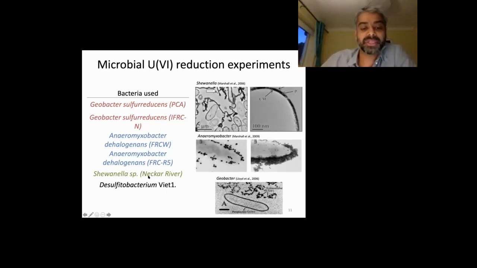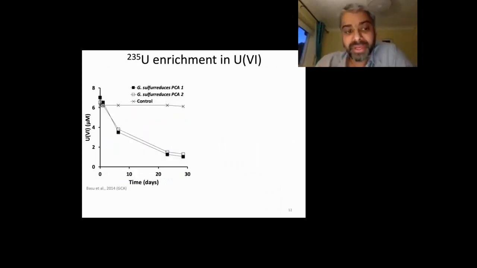And then I also did some experiments with this gram-positive bacteria. So they have a very different cell wall structure, what the enzymes are. This is Desulfitobacterium Viet1. And the goal was to see what really happens during the experiments. So these are batch incubation experiments at relatively low cell density compared to other experiments.